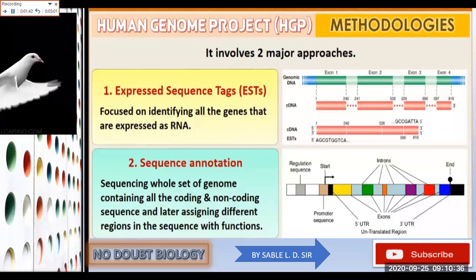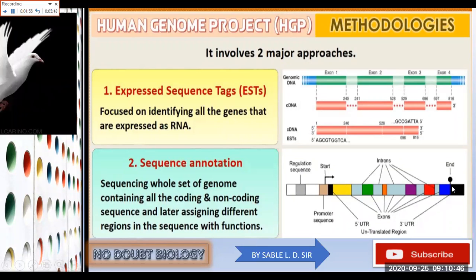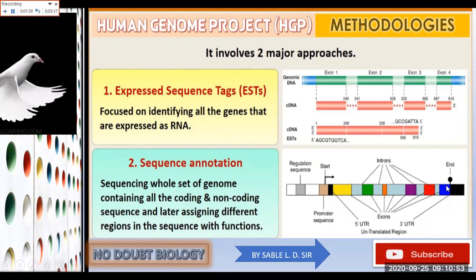Here we can see there are promoters, then there are exons, and then there is an end position. It starts from the codons and ends with these regions. The regulatory sequences are here.